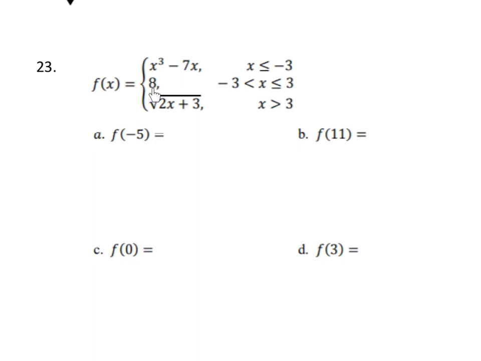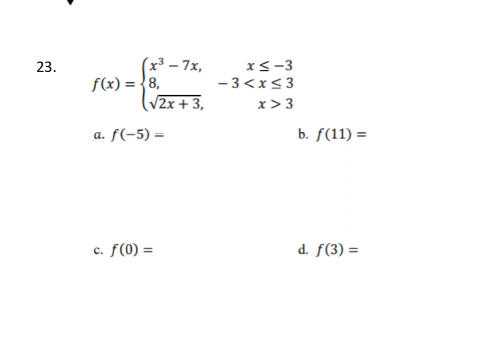We have that f of x is 8, which we know is a flat line or horizontal line at 8, when x is between negative 3 and is less than or equal to 3. And then the last part of the function is a square root function, the square root of 2x plus 3, where x is greater than 3. So it depends on what number you're given right here. You have to look to see what your input is and which case it fits into.